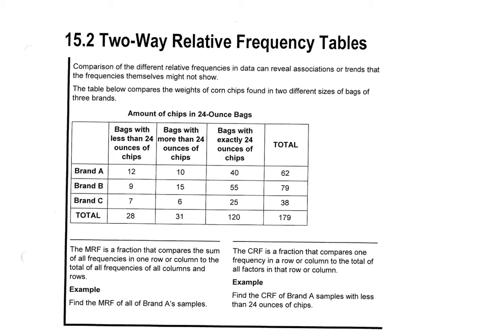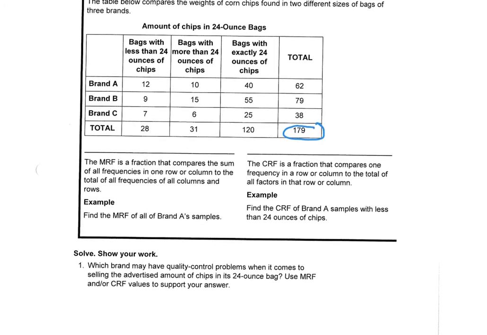So we have brands A, B, and C, and there were a total of 179 bags of chips in this survey here. So brand A were 62 bags, brand B were 79 bags, and then brand C was 38 bags. Okay, so they were counting whether they had bags with less than 24 ounces of chips, bags with more than 24 ounces of chips, and bags with exactly. So they measured these bags of chips and found out how many of each type were in there, okay?